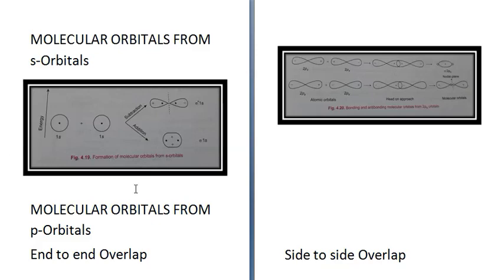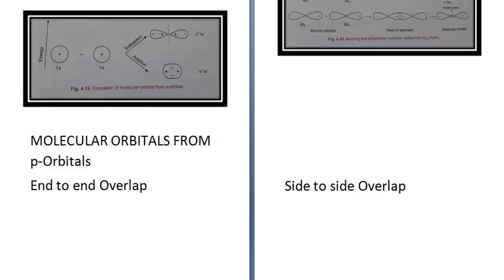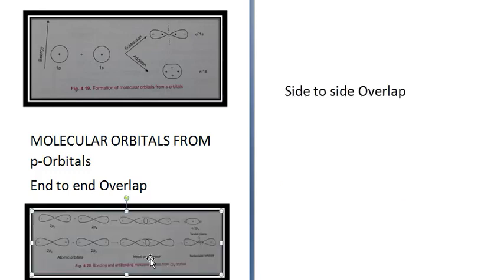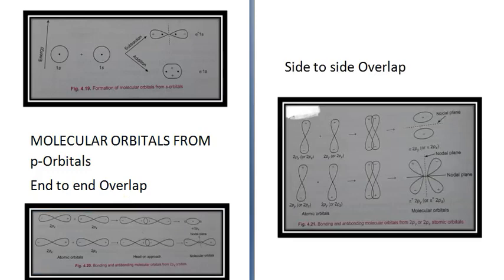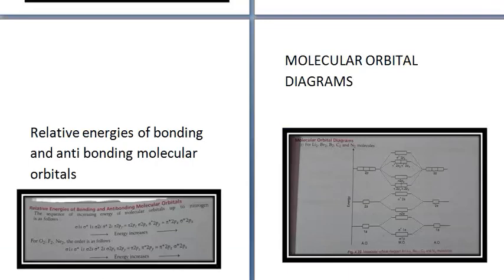Next is molecular orbitals formed from p orbitals. Now, p orbital, you know, is dumbbell shaped. So when the p orbitals combine, they combine in two ways. First is end-to-end overlap.